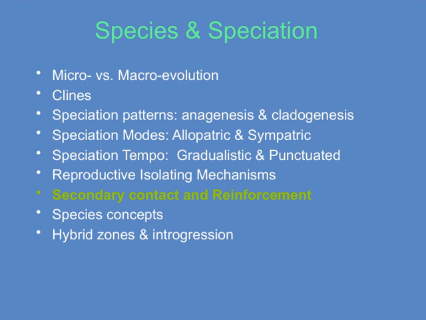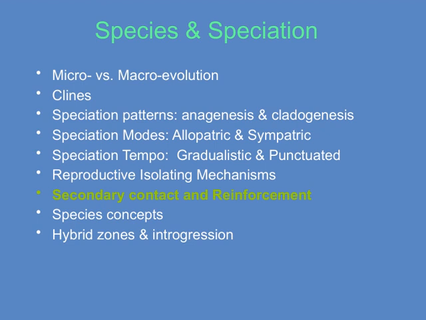Regarding the tempo of speciation, we have gradualistic and punctuated models. Gradualistic suggests that speciation occurs slowly and steadily over time, while punctuated models propose that species remain relatively unchanged for long periods, then undergo rapid changes during brief events.